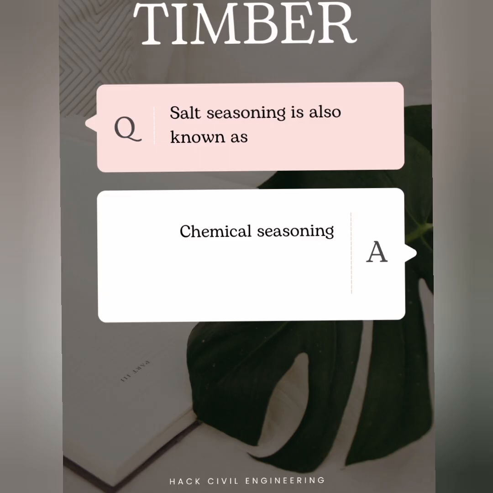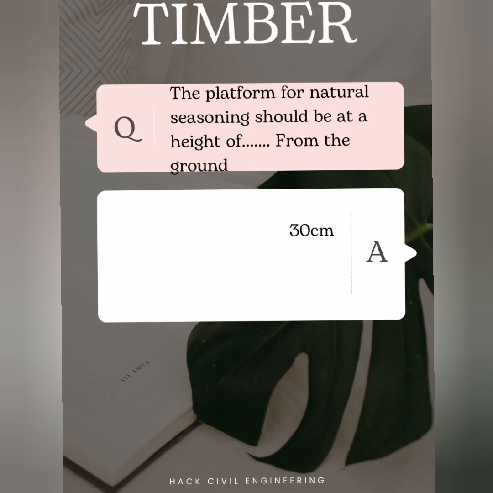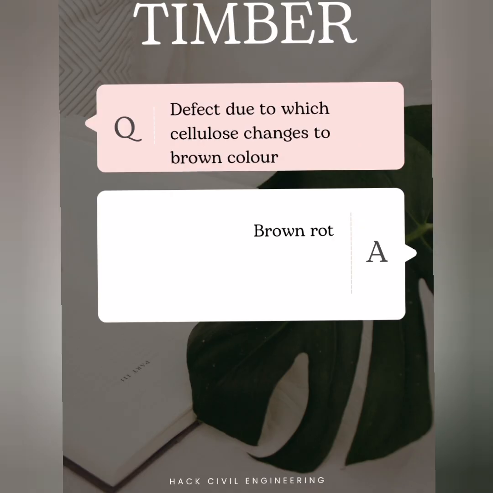Salt seasoning is also known as chemical seasoning. External cracks can be reduced by which seasoning method? Chemical seasoning. The platform for natural seasoning should be at a height of 30 cm from the ground. Defect due to which cellulose changes to brown color? Brown rot. Defect due to which lignin changes to white color? White rot.